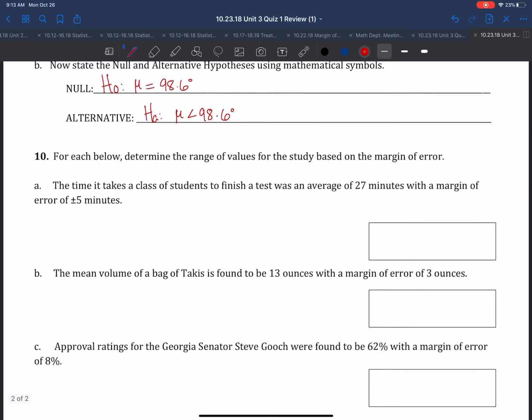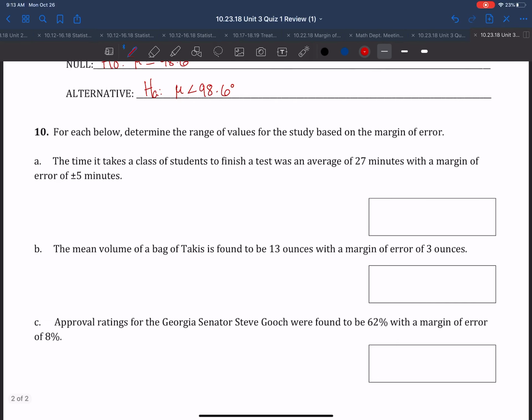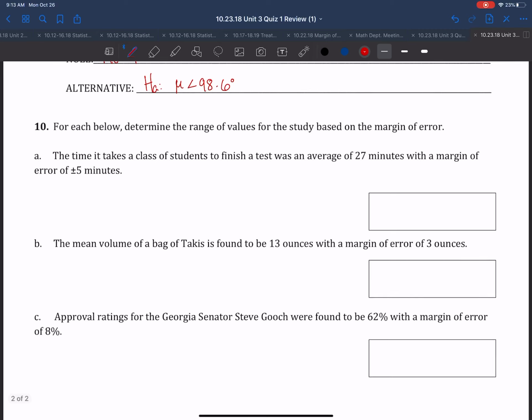Now, number 10, it says, for each below, determine the range of values for the study based on the margin of error. So the time it takes a class of students to finish a test was an average of 27 minutes with a margin of error of plus or minus 5. So 27 plus or minus 5. So we need to figure out what the range of minutes is. So we're just going to find 27 minus 5 and 27 plus 5. So 27 minus 5 is 22. 27 plus 5 is 32. So our range is going to be 22 to 32 minutes.